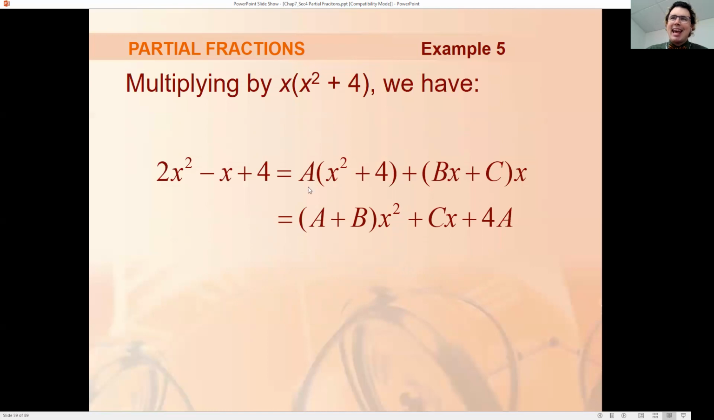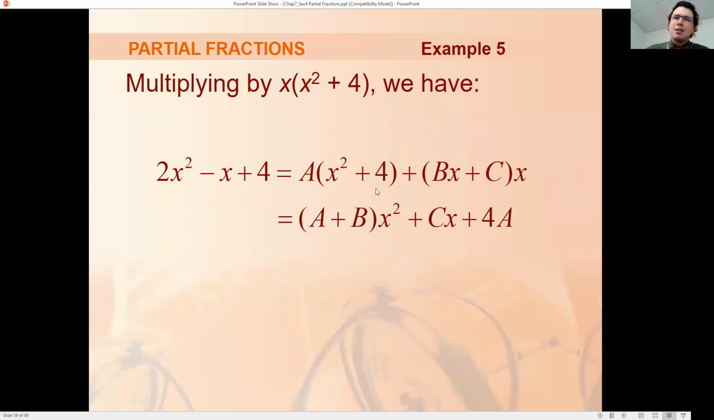Here I have an ax squared. Here I have a bx squared. Altogether, I have a plus b copies of x squared. Well, that tells me that a plus b has to be 2. I only have a single copy of an x here. It's multiplied by a c. That tells me that c has to be minus 1.